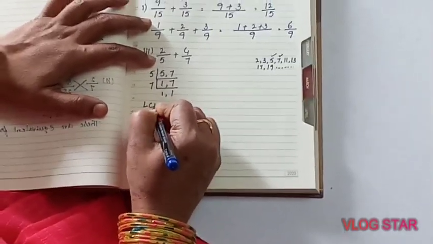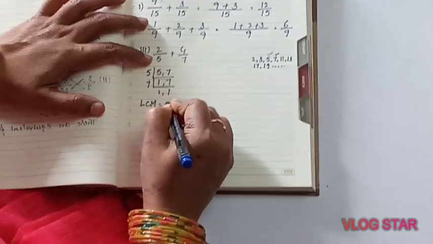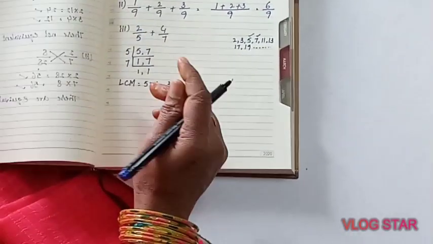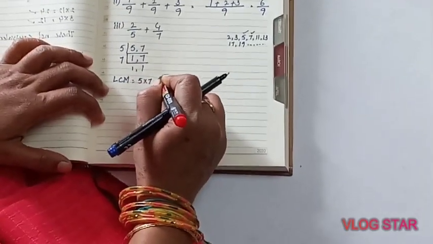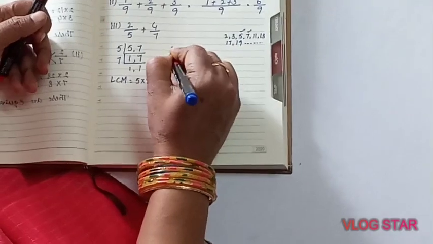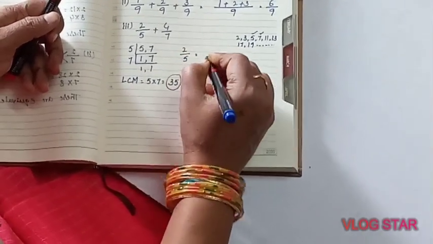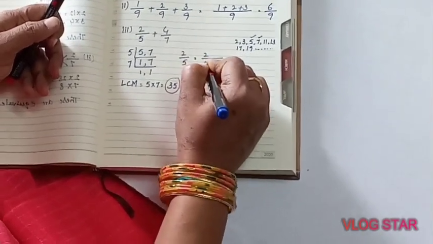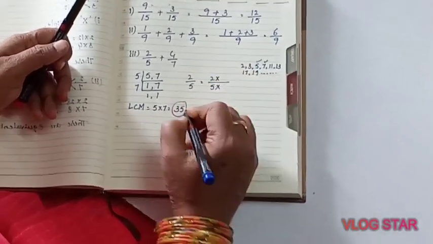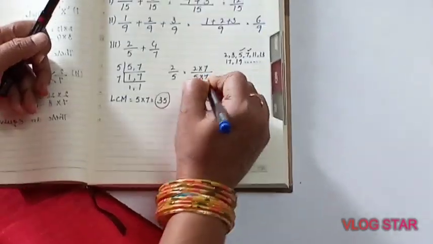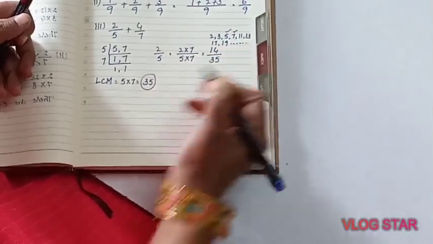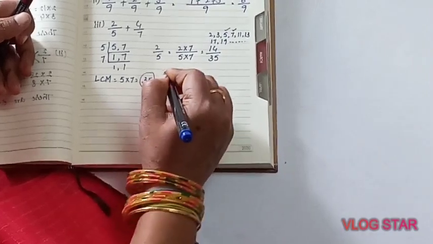So the final LCM will be 5 into 7, 35. This is the number you need to get in both the denominators. Now take the first fraction 2 by 5, and what is the denominator here? 5. But how much do you need? 35. So multiply numerator and denominator with 7. Now 2 sevens are 14, 5 sevens are 35.